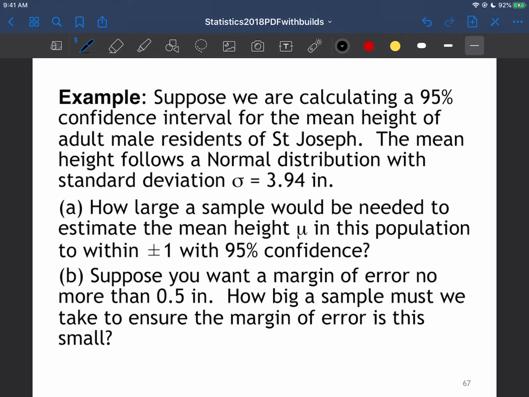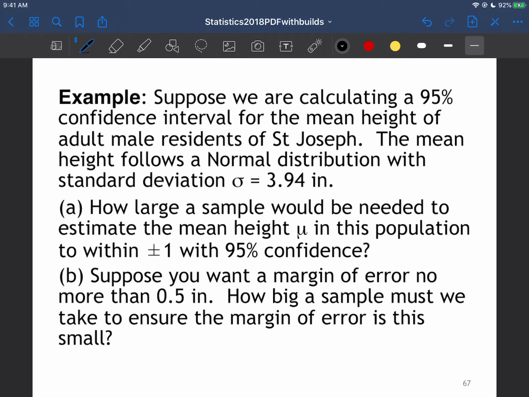Let's look at an example of how we would choose a sample size based on the margin of error that we need. So suppose we want to calculate a 95% confidence interval for the mean height of adult male residents of St. Joseph. The mean height follows a normal distribution with standard deviation sigma equal to 3.94 inches. How large a sample would we need to estimate the mean height mu in this population to within plus or minus 1 with 95% confidence?